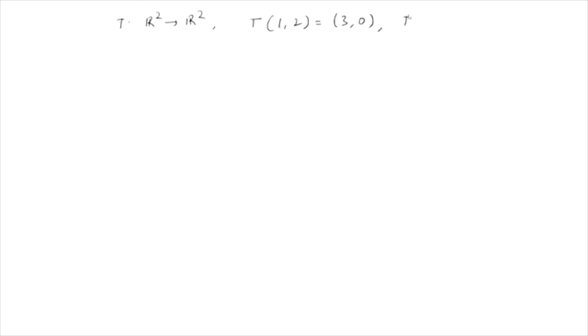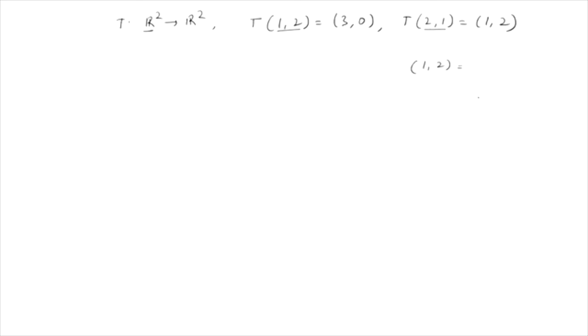And T of (2, 1) is (1, 2). Okay. First of all, we have seen that these two elements are in R2. First of all, observe: are they linearly independent? The answer is yes. We can't write (1, 2) as a linear combination of (2, 1). So yes, they are linearly independent.